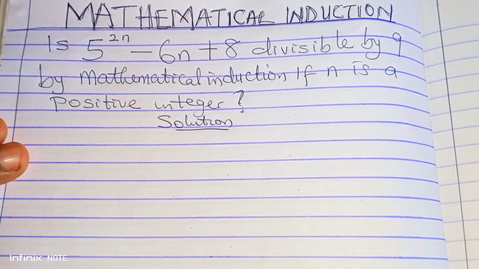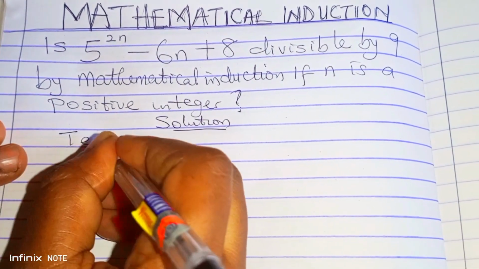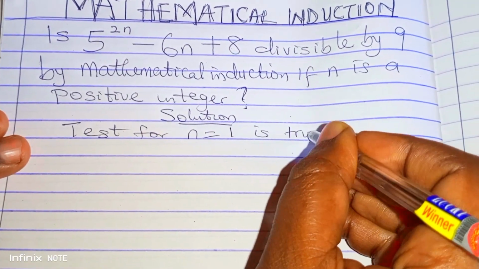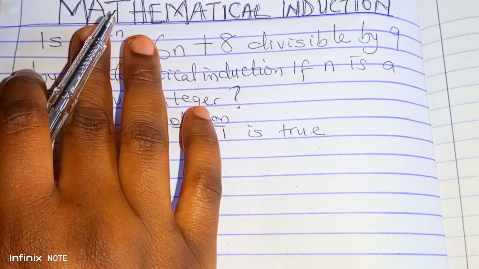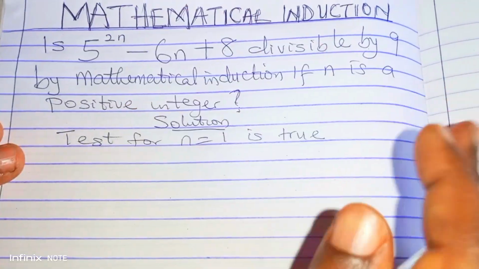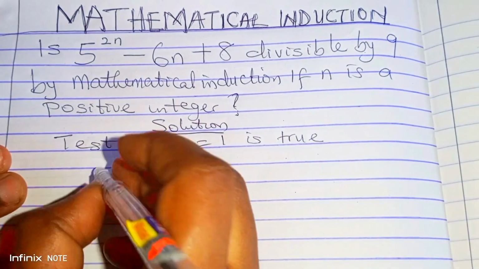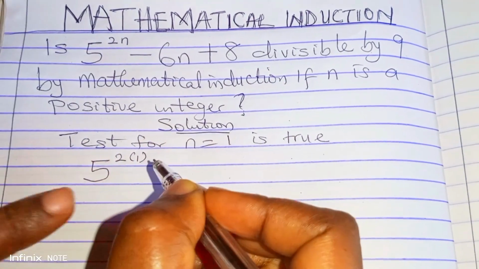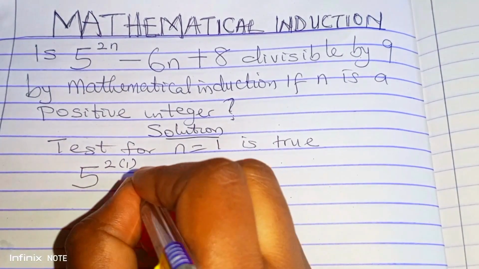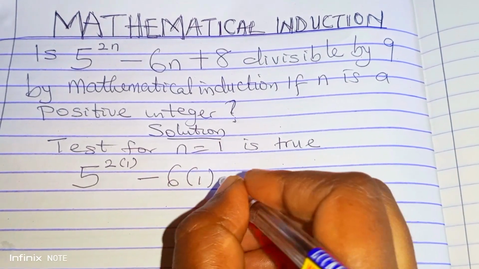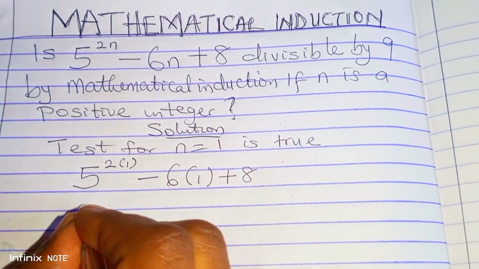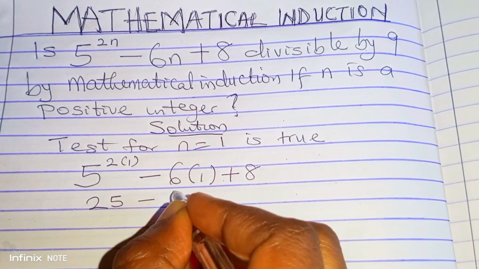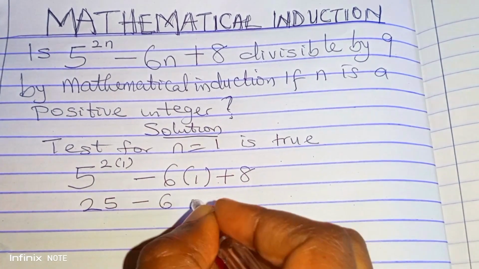By mathematical induction, the first thing that we need to do is to test if n is equal to 1 is true. So we want to check if we input 1 anywhere we see n, is it going to be divisible by 9? So I have 5 raised to power 2 multiplied by 1, that is, anywhere I see n, I am putting 1, minus 6 multiplied by 1 plus 8. And that gives me 5 raised to power 2, that is 25. 25 minus 6 multiplied by 1, that is 6, then plus 8.